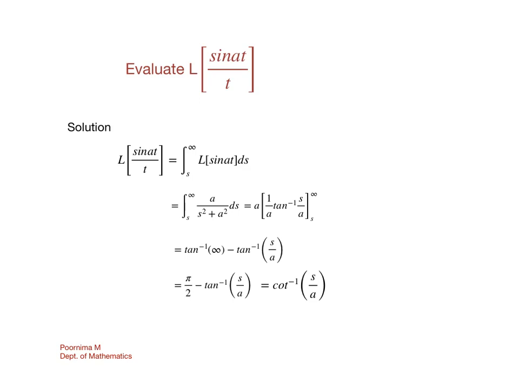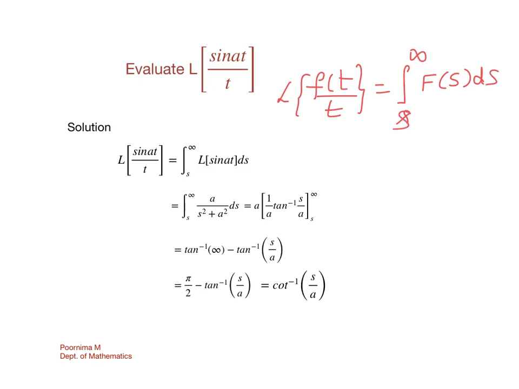Now let's move on to the third property, that is the divide by t property. So we have here the problem: find the Laplace transform of sin at divided by t. This is in the form of the Laplace transform of f of t divided by t. So the formula is given by the integral from s to infinity of f of s ds. Accordingly, we have the Laplace transform of sin at by t, where f of t is sin at.